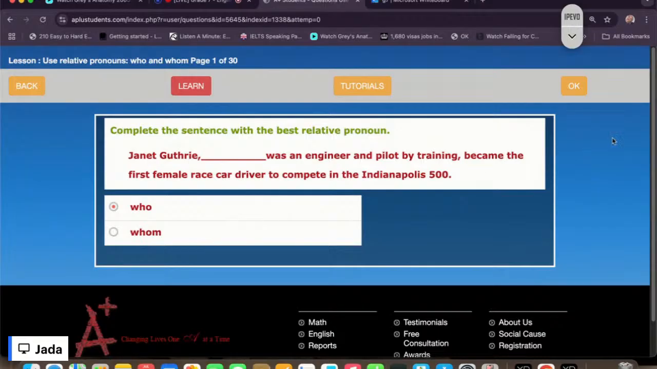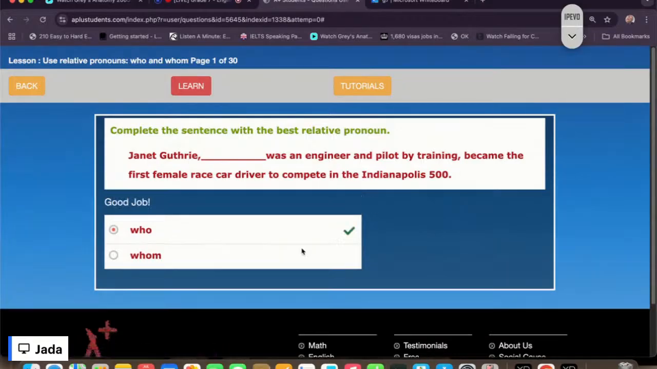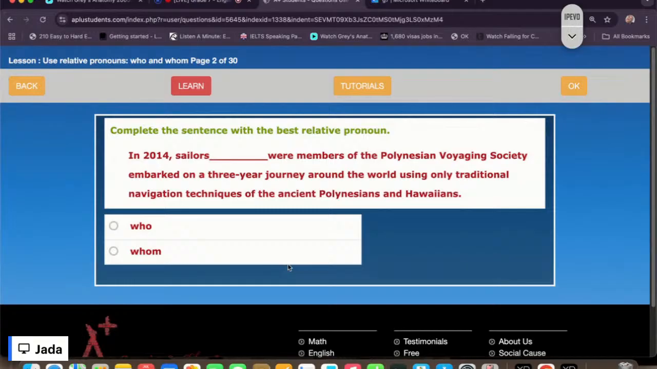All right, so we can have who was an engineer. If you restate it, it's going to be she was an engineer.